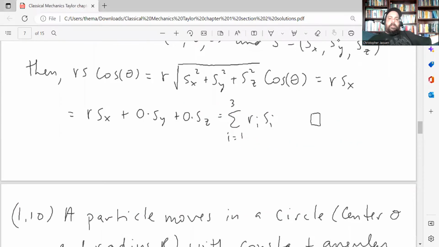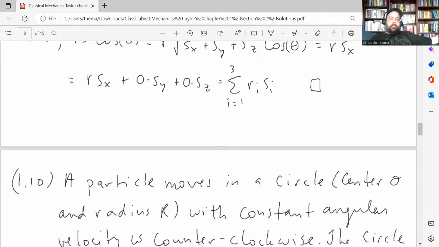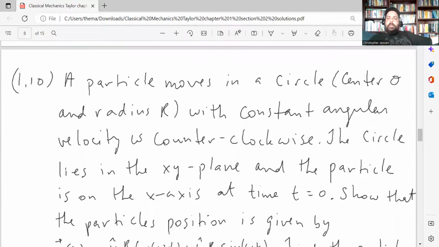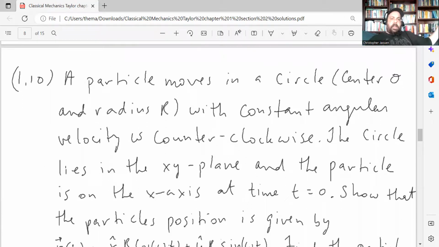And notice that r times the x coordinate of s is the same thing as r times sx plus 0 times sy plus 0 times sz, which is just r1 s1 plus r2 s2 plus r3 s3, and that shows that those two formulas are equivalent. And since these are independent of coordinate systems, that means it's always true. That's 1.7.